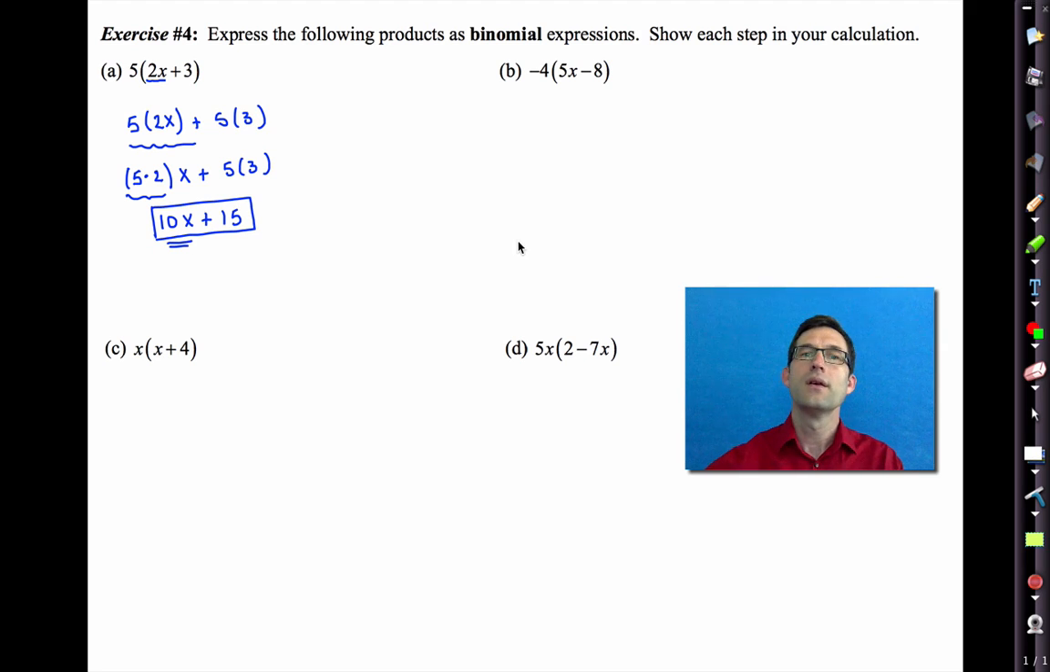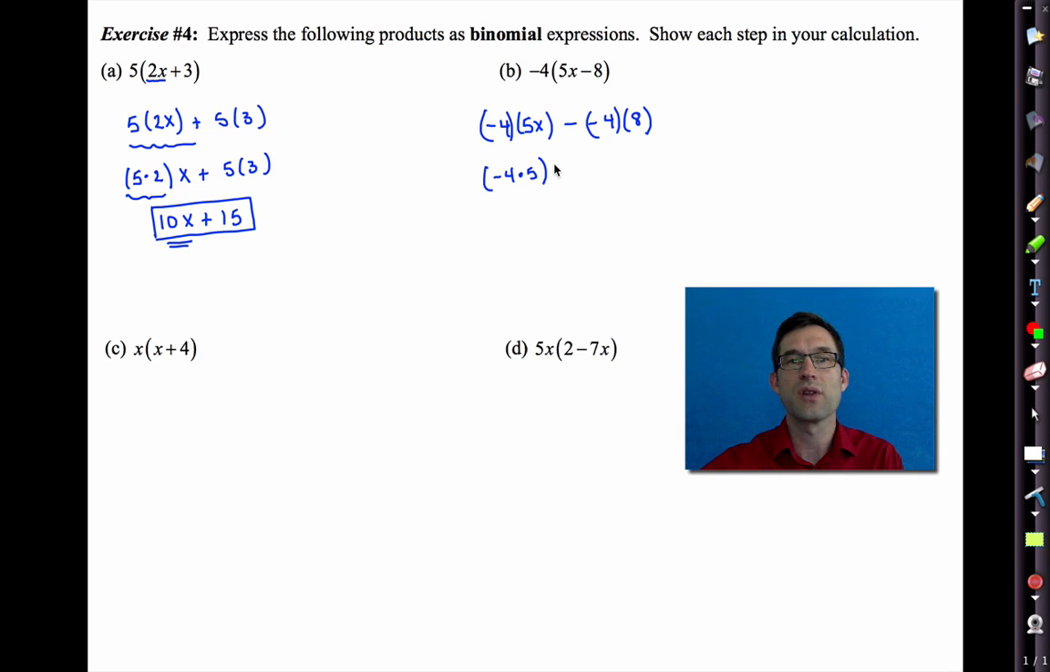Okay? Same thing with letter B. I'm going to do negative 4 times 5x minus negative 4 times 8. Oh, that looks confusing, doesn't it? Maybe I should do this. Maybe that helps. Maybe it doesn't. Again, using the associative property of multiplication, which allows me to group this multiplication together. No worries here. We'll just leave that as negative 4 times 8. All right, negative 4 times 5 is negative 20. Nothing I can do with the x. Here, we're going to have negative 4 times negative 8, which is negative 32.